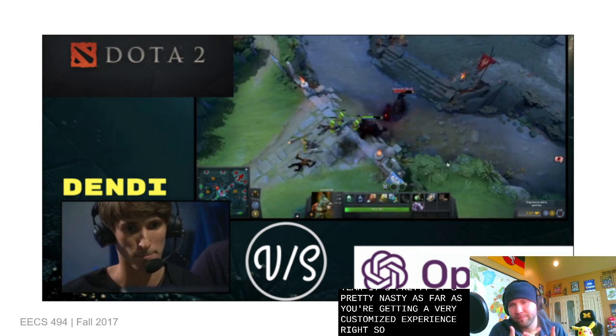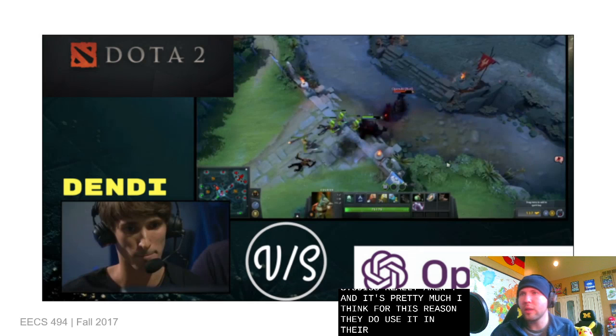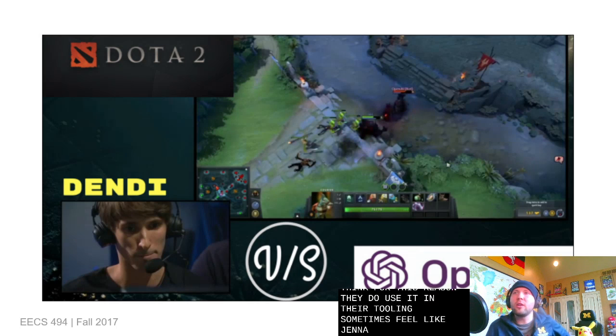So what you'll notice is that technology companies are using machine learning a lot, but game development studios really aren't, and I think it's pretty much for this reason. They do use it in their tooling sometimes, like to generate new textures based on provided textures, but yeah, I don't know.